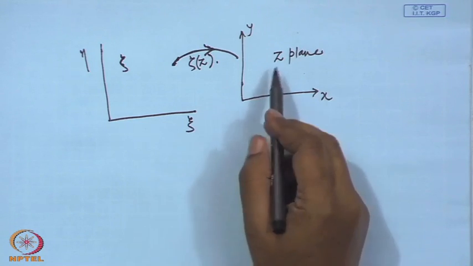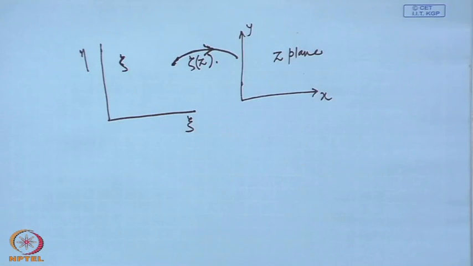So, if you have one point in the z plane, by this transformation we will get one point in the zeta plane. If you have a curve, which is of course just a combination of a set of points, we will have another set of points in the zeta plane which will also give a curve. The shape of the curve may be different.